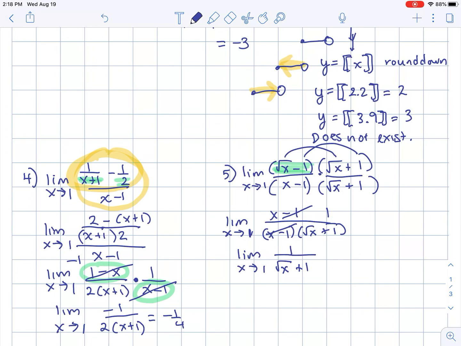At this point, we try direct substitution again, and voila, we do get a value. So when we plug it in, we get 1/2.